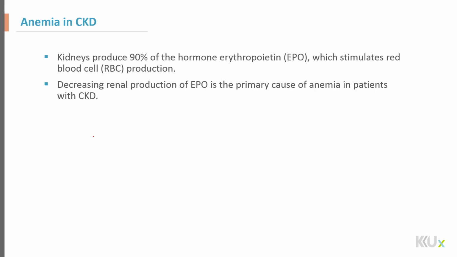Why does anemia happen in patients with chronic kidney disease? As we said, one of the functions of the kidney is to produce 90% of the hormone erythropoietin. Erythropoietin stimulates red blood cell production in the bone marrow. Decreased renal production of erythropoietin is the primary cause of anemia in patients with chronic kidney disease.